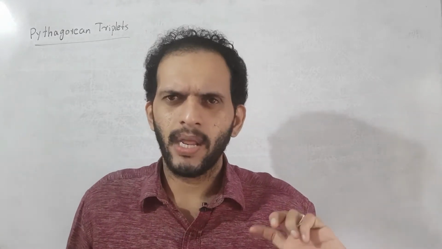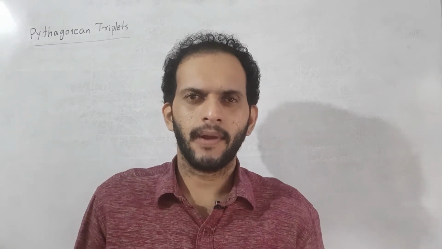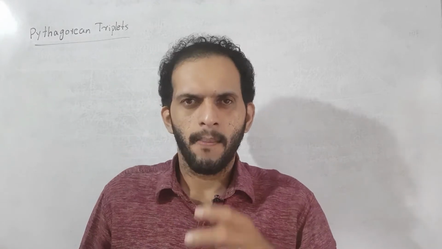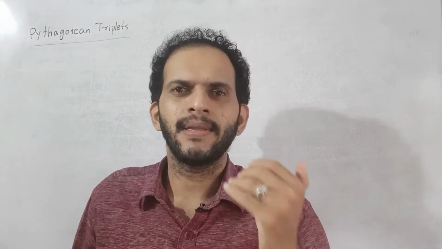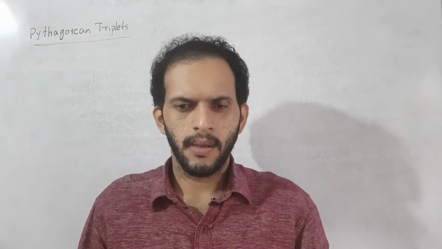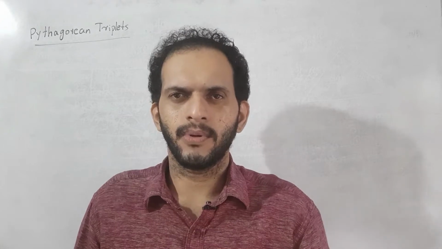Then what do we know by the Pythagoras theorem? We already learned the Pythagoras theorem. We discussed the Pythagoras theorem on the basis of right triangles. So, what is the Pythagoras theorem? Base square plus height square is equal to hypotenuse square. Correct? Base square plus height square is equal to hypotenuse square.